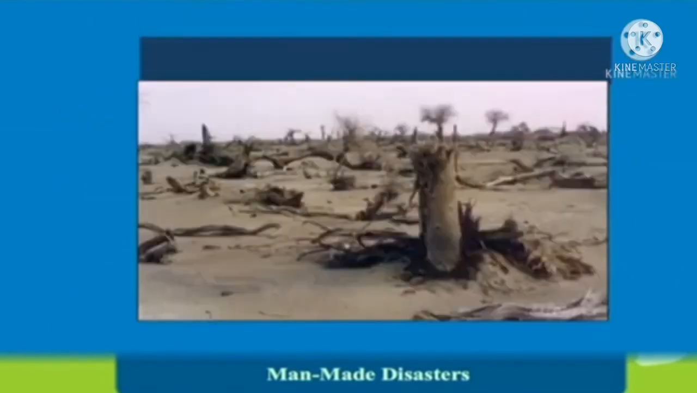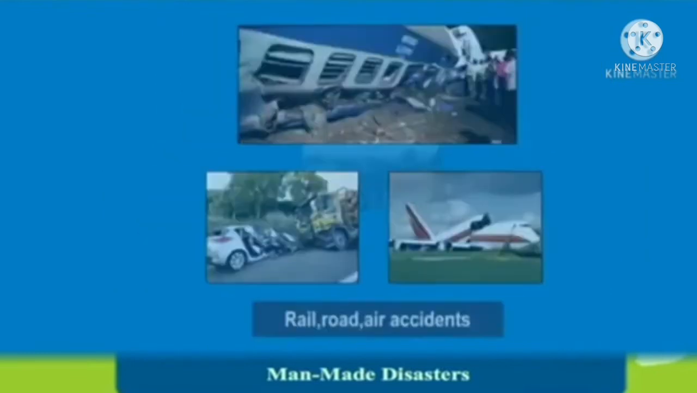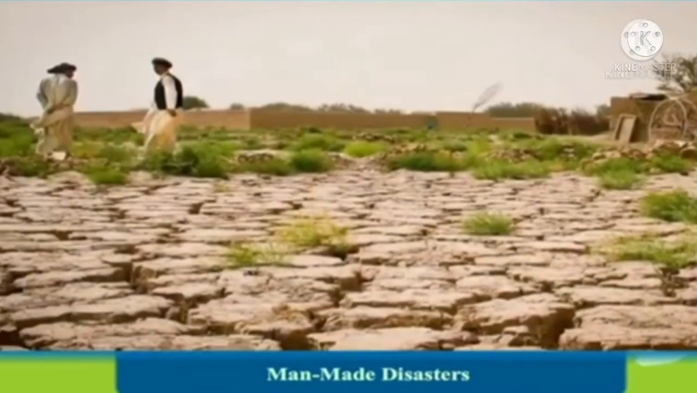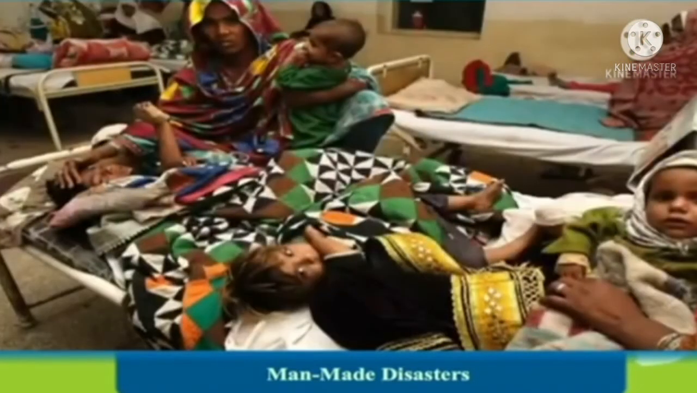Terrorist attacks, stampedes in large gatherings, riots, desertification, environmental degradation, rail and road accidents. All these are man-made disasters, and oftentimes evacuation in some of these disasters may be delayed. That is, when it happens, it takes a lot of time before rescue can come. Man-made disasters can also be magnified by natural causes.